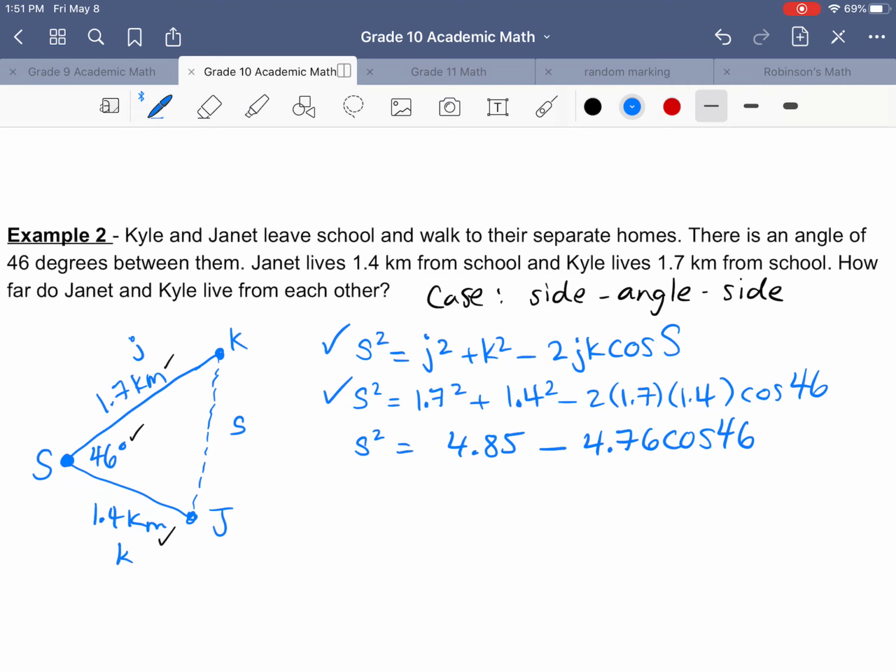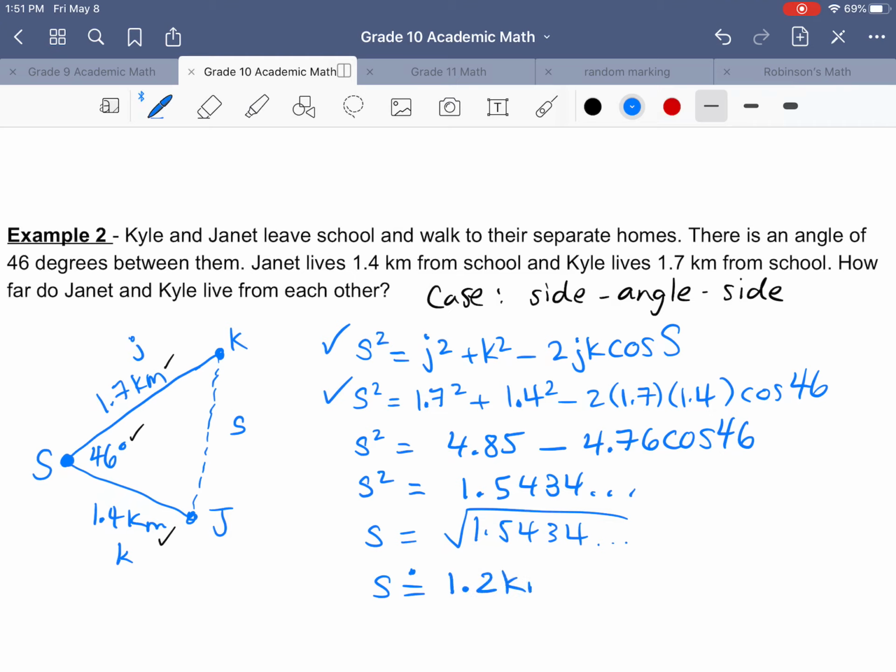Now, it's important that you recognize that we need to follow BEDMAS as always. And so we need to do 4.76 times cos 46 before subtracting it from 4.85. So you should get that s squared is 1.5434 and so on in your calculator, okay? Don't round yet. So we need to get s by itself, so we're going to take the square root of 1.5434 and so on. And s is going to be equal to approximately 1.2 kilometers.